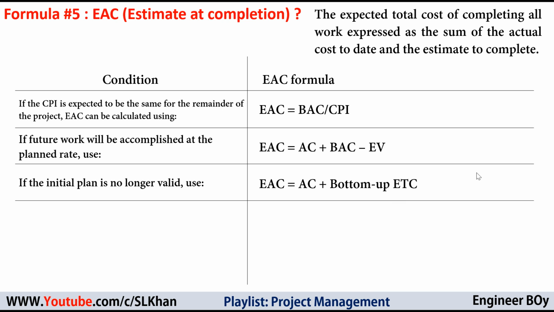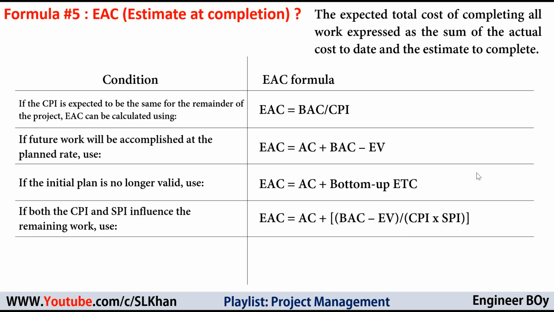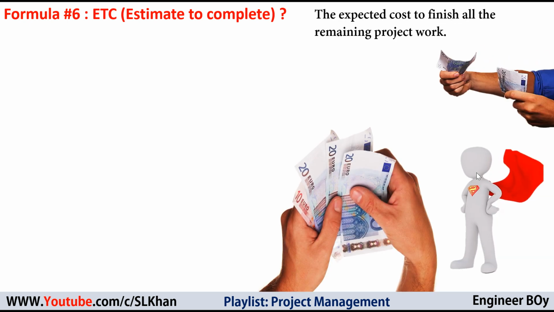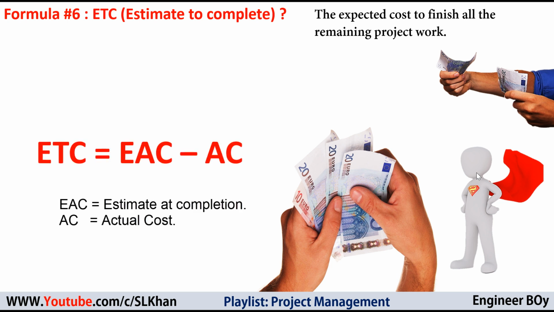Okay, there can be a condition if both the CPI and SPI influence the remaining work. Then of course we can use estimate at completion equals the actual cost plus budgeted completion minus the earned value, divided by CPI times SPI. So simple. So this is how we can calculate the estimate at completion. And another thing we have is estimate to complete. As I said before, that's the expected cost to finish all the project work. So it can be the estimate at completion minus the actual cost.